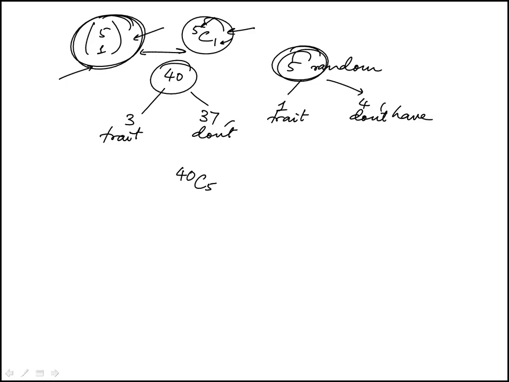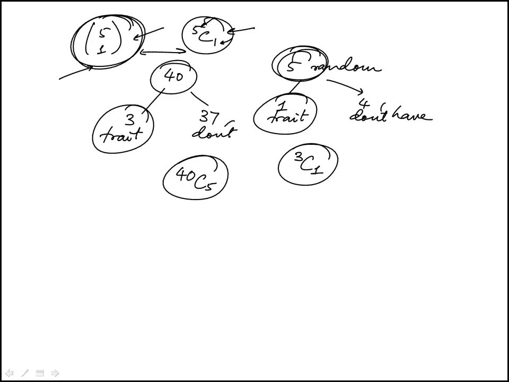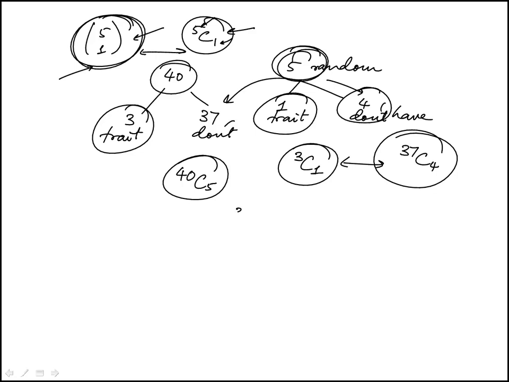Number of ways you can choose 5 of the bacteria from a group of 40. So that's the total number of outcomes. Now, what we need is one of them has to have the trait, so it has to come from the 3. Number of ways I can do that is 3C1, and the 4 remaining have to come from the 37, which would be 37C4. And the total number of ways this can be done is the product of those two.